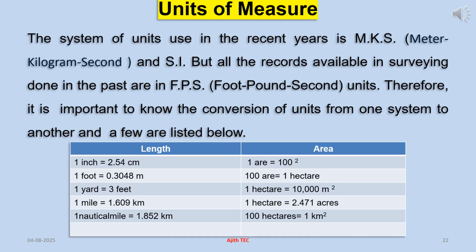Units of measure. Surveying uses both metric and English, imperial, systems for measurements. Length is measured in meters, feet, inches, and yards in the English system, while the metric system uses millimeters, centimeters, meters, and kilometers. Area measurements commonly include square meters, acres, and hectares. For volume, cubic meters and cubic feet are used. Angles are typically measured in degrees, minutes, and seconds, or in grads.